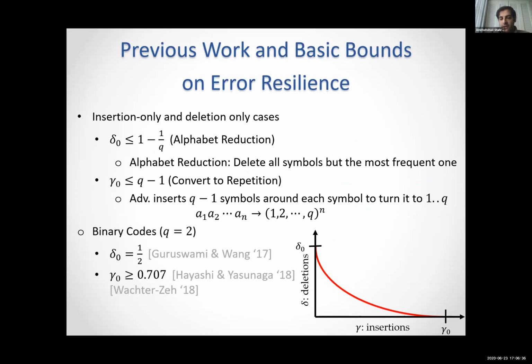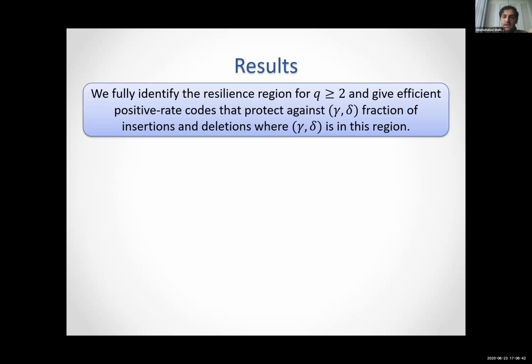And some previous work has also tried to find bounds on these things for the specific case of binary codes. But in this work, we not only identify exactly how that red plot looks, but also give explicit efficient codes that are list decodable from any pair of gamma and delta insertions and deletions in that region.